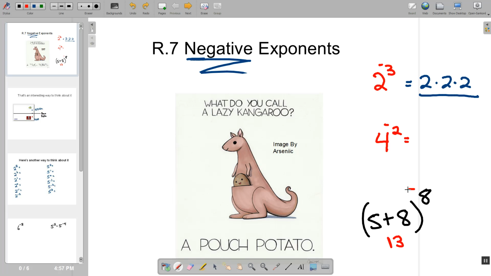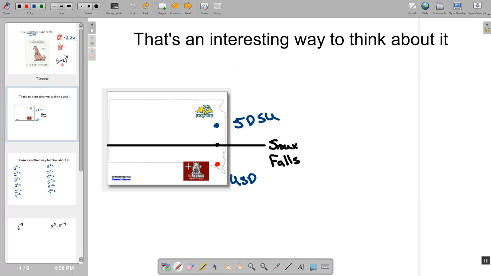What I can tell you does not happen is that these numbers do not change to be negatives, because we need to remember the base is still a positive 2, and the base is still a positive 4. So the base number does not change to a negative at all. And we'll show you what actually happens in the next set of examples.